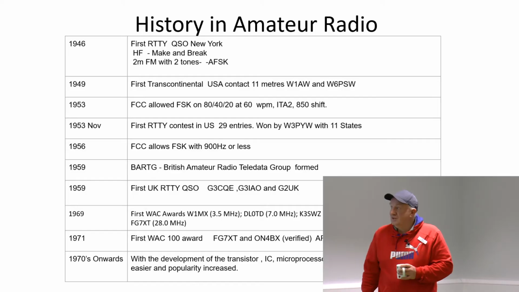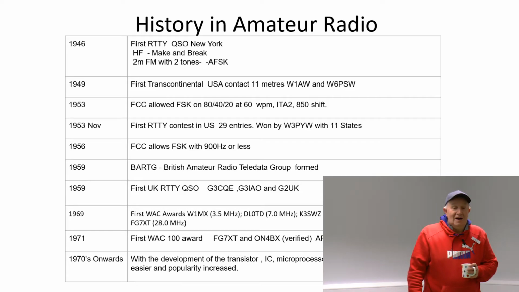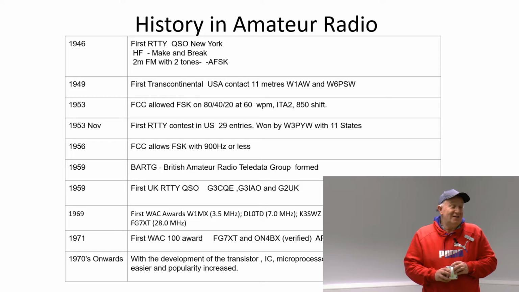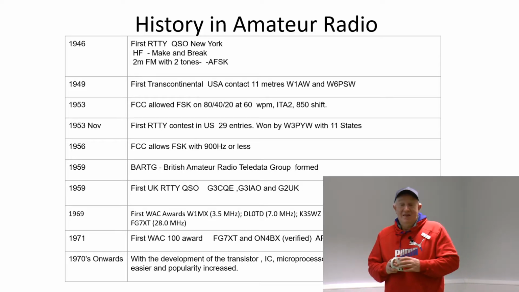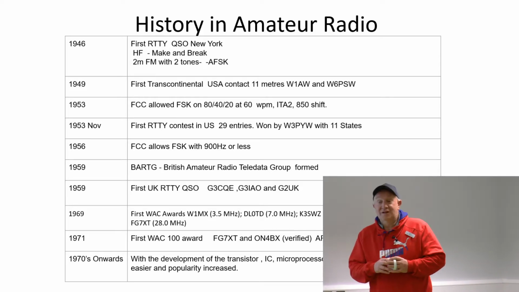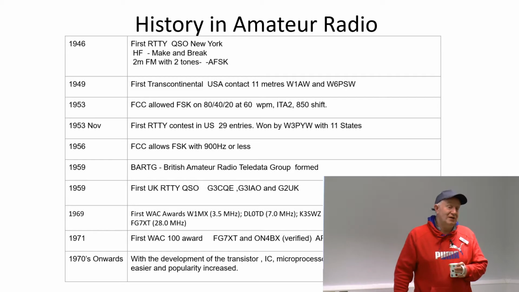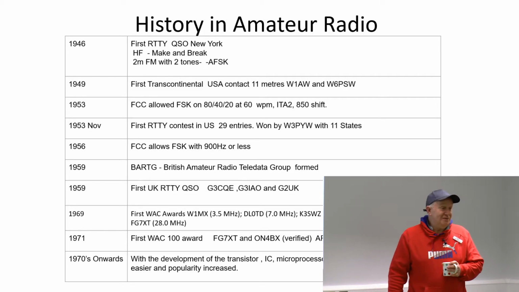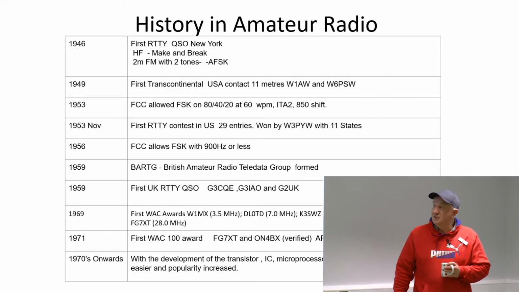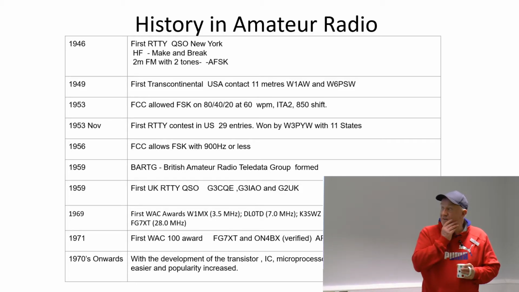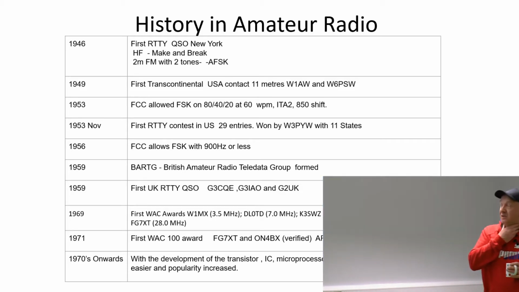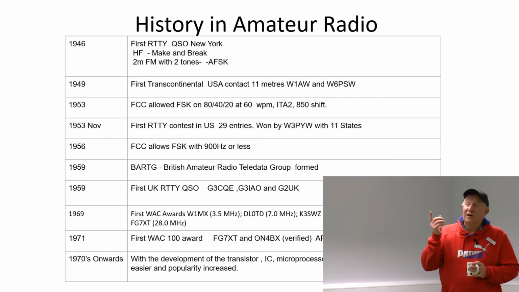So in 1946, the amateurs in New York had a contact with the New York police, and the New York police were upgrading their Ritty system. The amateurs got hold of their old teletypes on the understanding that they would only use them for amateur use and wouldn't put them to any commercial use. And that's when the first amateur Ritty contacts were made. There were actually 2 done during that year.